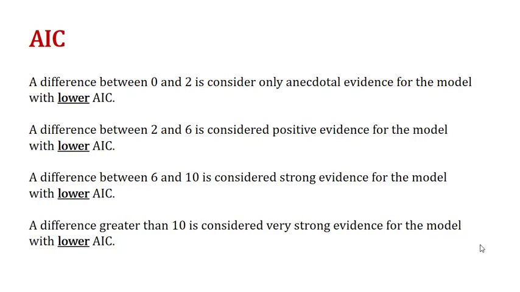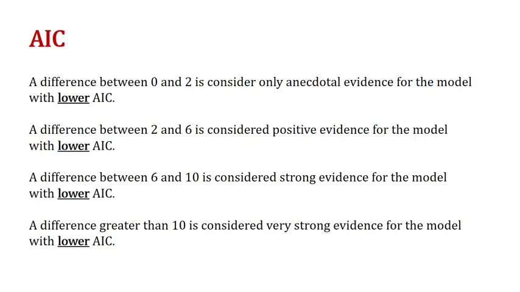We are going to compare the AIC of two models. A difference between 0 and 2 is considered only anecdotal evidence for the model with lower AIC. A difference between 2 and 6 is considered positive evidence for the model with lower AIC. A difference between 6 and 10 is considered strong evidence for the model with lower AIC. And a difference greater than 10 is considered very strong evidence for the model with lower AIC.